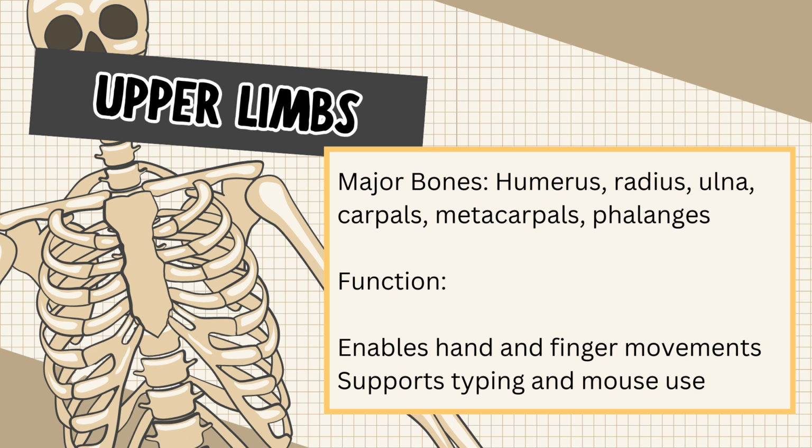So, the upper limbs include the arms and hands and fingers. They help us move our arms and use our hands for daily tasks like writing, typing, holding objects, and using a mouse. They allow fine and controlled movements.